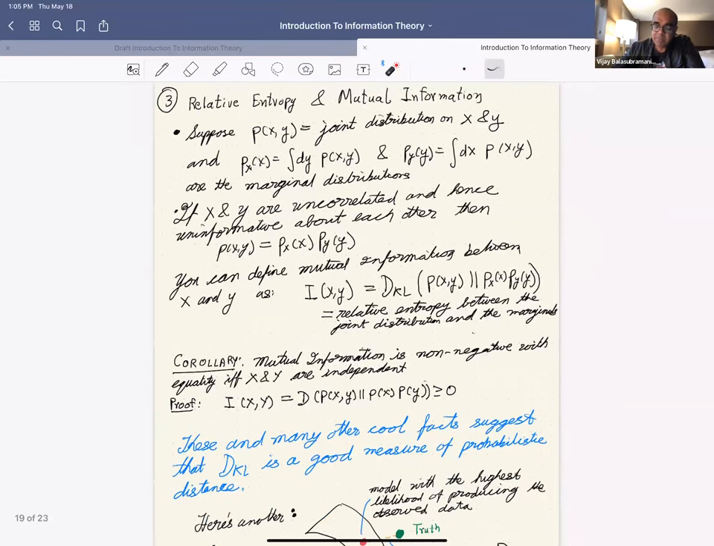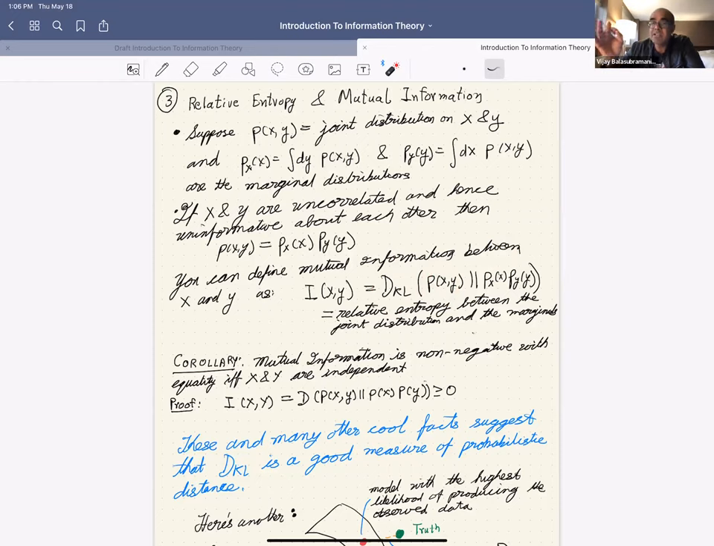So the next thing is, remember in the previous section, we talked about mutual information as an important quantity, characterizing how much one thing says about the other. Well, there's actually a relationship between relative entropy and mutual information. So suppose P of X and Y is a joint distribution of X and Y, and let me suppose that P of X and P of Y are the marginal distributions. If X and Y are uncorrelated and hence uninformative about each other, hence have no mutual information with each other, then the joint distribution is a product of the two. So it turns out that the expressions I gave you earlier for the mutual information are exactly the same as writing down the relative entropy or Kullback-Leibler divergence between the joint distribution and the product of the two marginals.